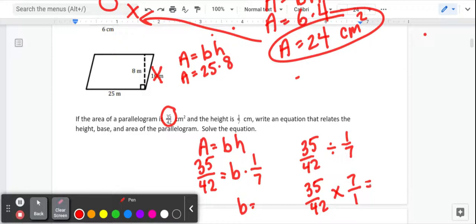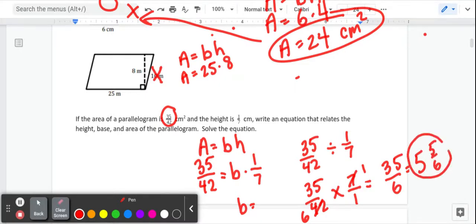Okay, I'm going to go through this part quickly because this is not new, dividing fractions. So I would end up with 35 over 6. Okay, and then I could continue on to say that this would be 5 and 5/6 if I change it into a mixed number. Okay, but again, you're going back to that basic, use the formula, and plug in what you know to solve.